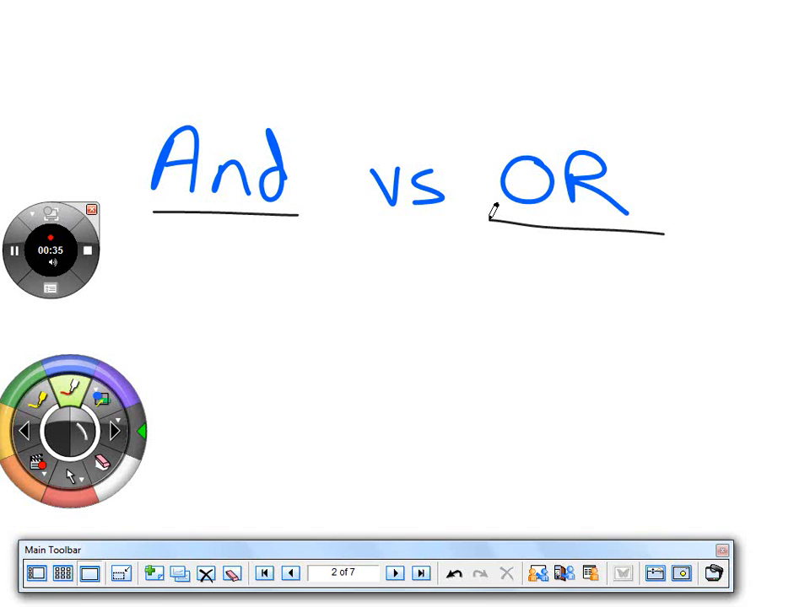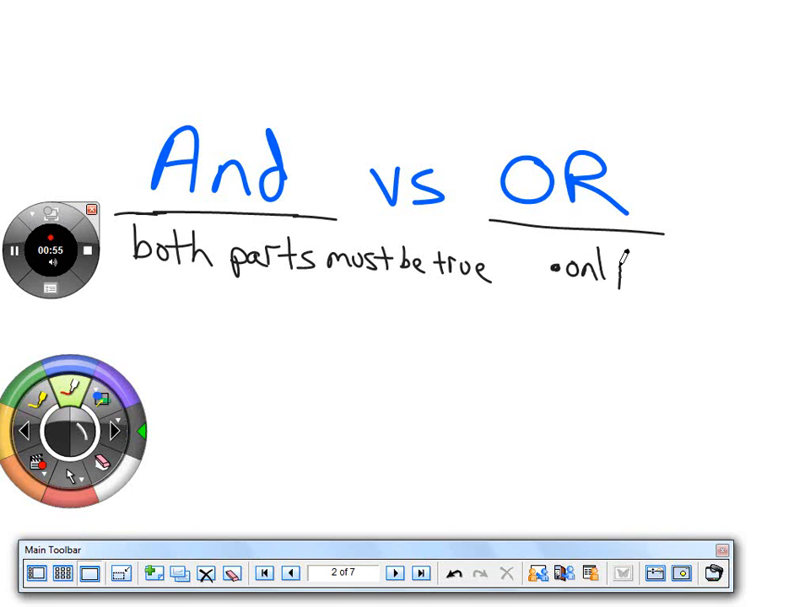The word and means that both parts have to be true. So I'm going to go ahead and say that. Both parts must be true. With an or, that's not the case. Only one part needs to be true. You'll know what I mean by part in a second.